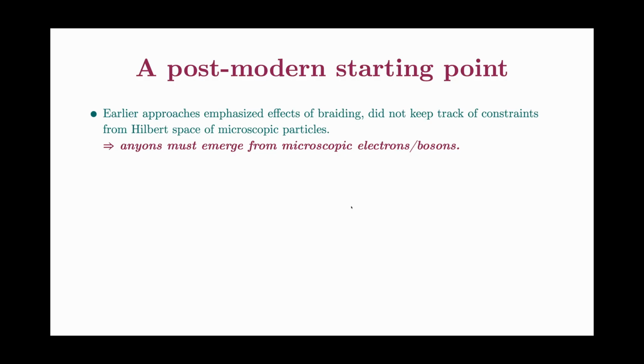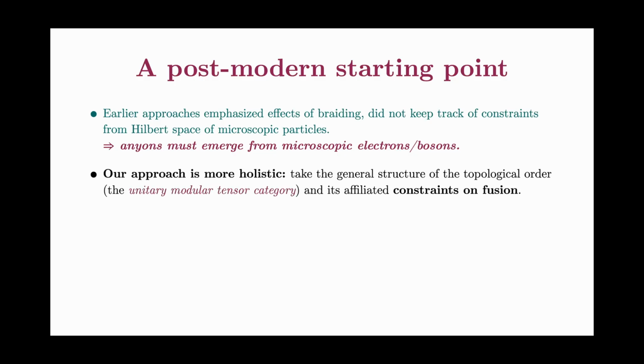And one of the basic assumptions that you need actually is something that's very natural, okay? Your anyons need to come from microscopic electrons or bosons. And it turns out that that constraint is going to have interesting consequences, okay? And on a more concrete level, our approach is leveraging something called the unitary modular tensor category and its affiliated constraints on anyon fusion.